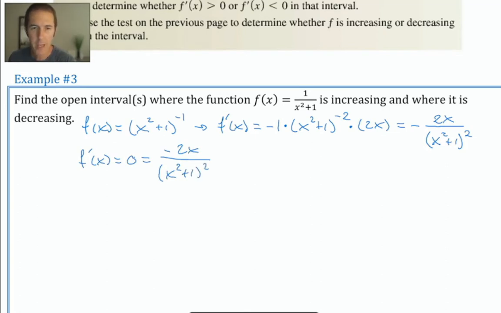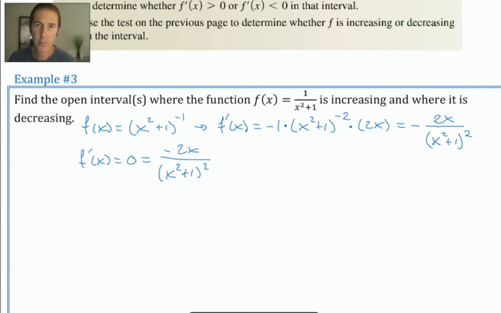How do you make a fraction equal to 0? Can you give me an example of a fraction that's equal to 0? 3 over 5, does that equal 0? Negative 2 over 7, does that equal 0? What about negative 2 over 0? Does that equal 0? It does not. Division by 0 gives a result of undefined, or positive or negative infinity.